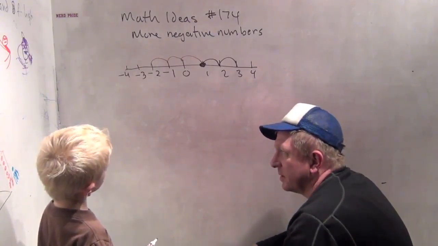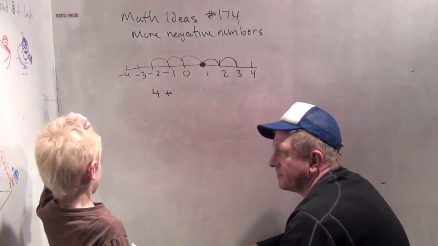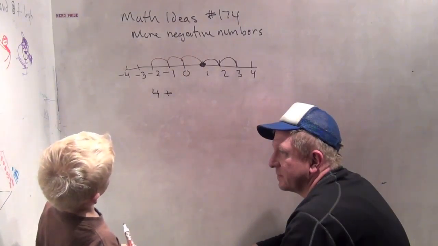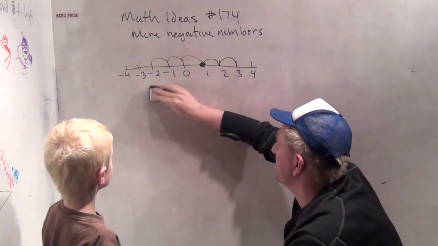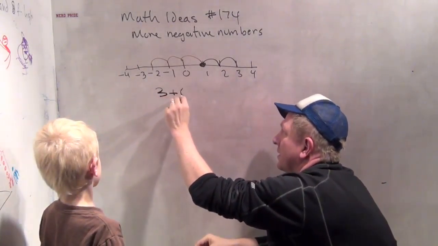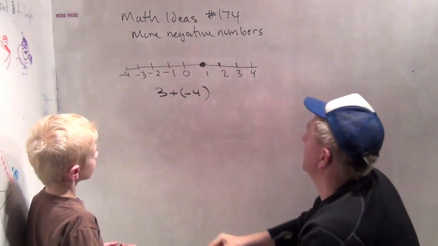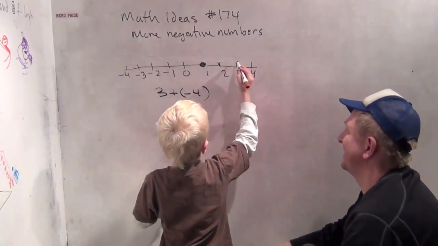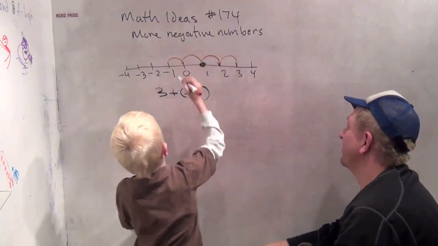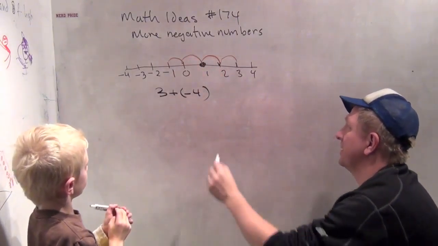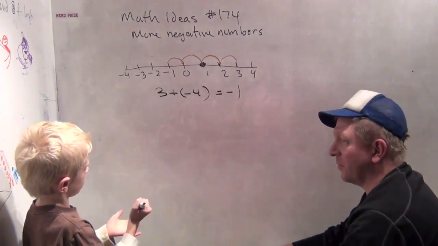Okay, how about 3 plus negative 4? Where do we start on this one? We start at 3 and go 1, 2, 3, 4. So 3 plus negative 4 is minus 1. Very good.